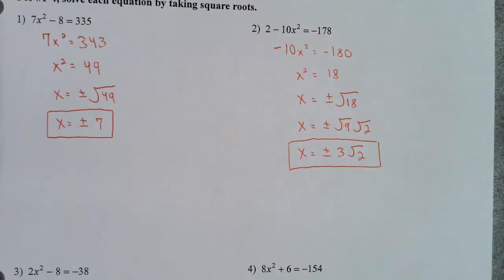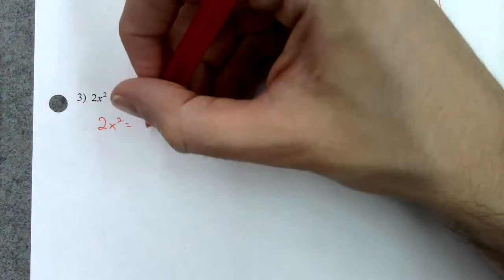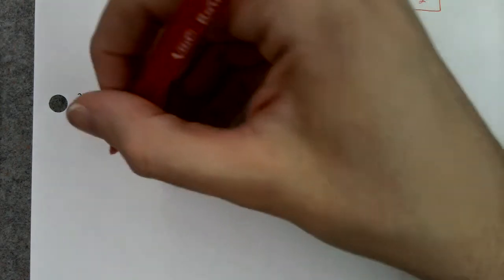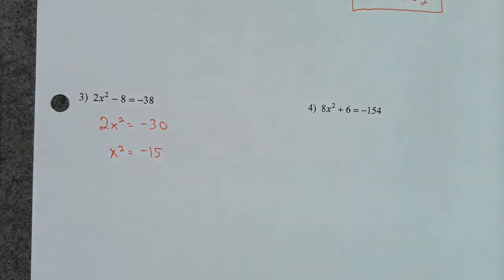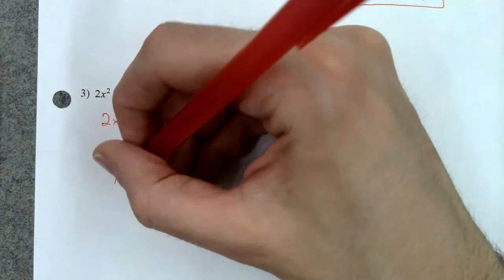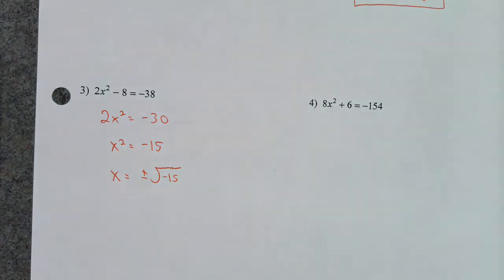Okay, number 3. Again, get x squared by itself, so I'm going to add 8 to each side first. So 2x squared equals negative 30. Then you're going to divide by 2. x squared equals negative 15. Then you take the square root of each side, so the square root of x squared is just x. Positive and negative square root of negative 15.